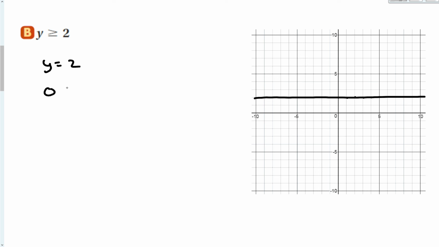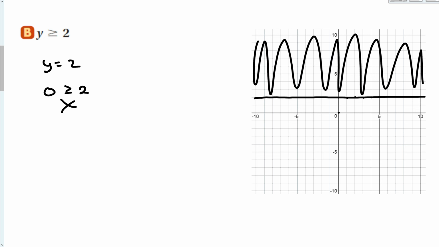And is 0 greater than or equal to 2? No. So I don't want to cover up 0. So 0 is right here. I don't want the boundary to cover that area. So I'm going to shade above the line.